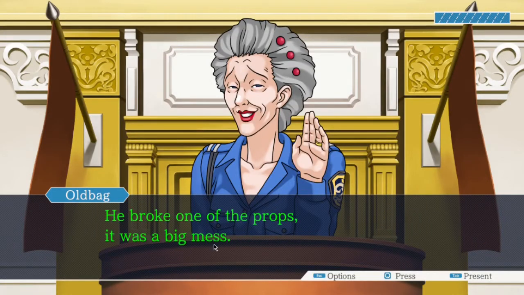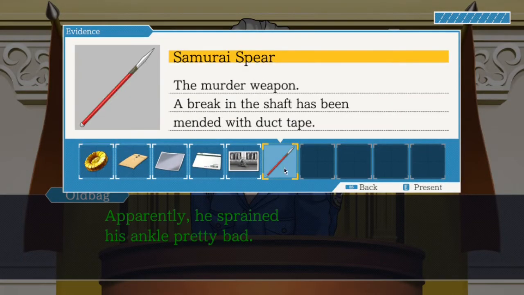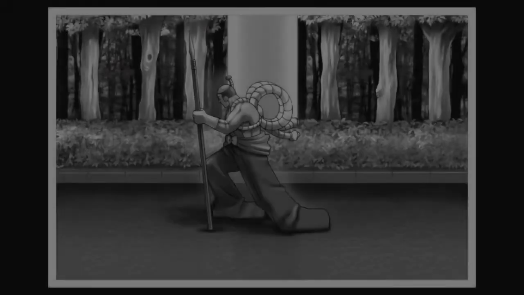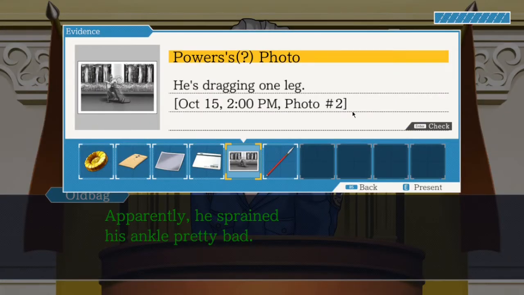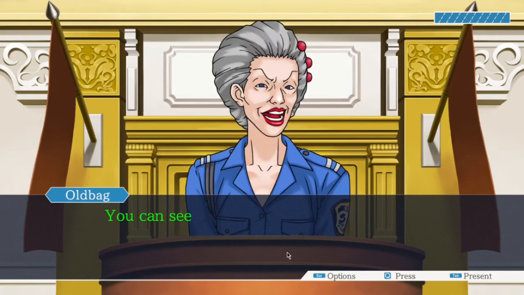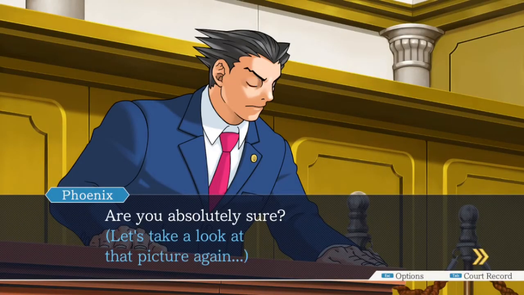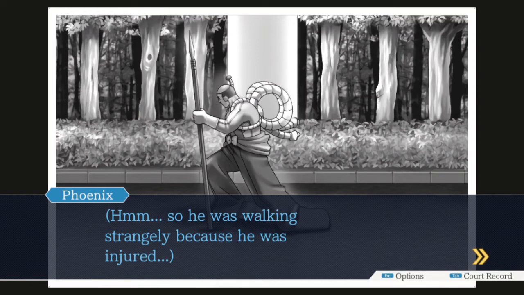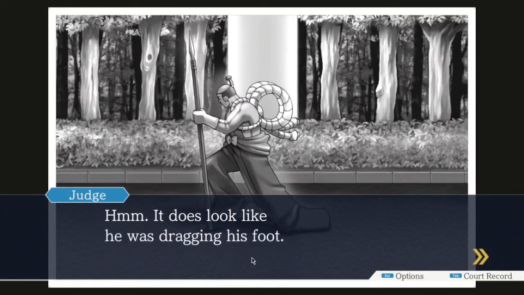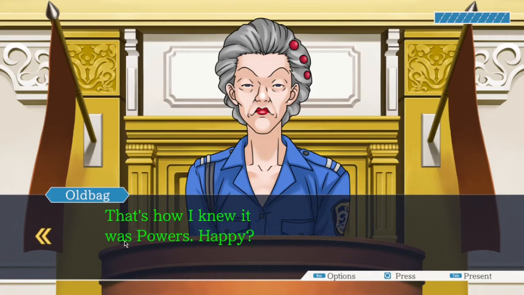Apparently he sprained his ankle pretty bad. Alright. Let's check the photo again. Alright. Let's press this. Are you absolutely sure? Let's take a look at that picture. So he was walking strangely because he was injured? It does look like he was dragging his foot. See, and you didn't trust me, whippersnapper. That's how I knew it was Powers. Happy?